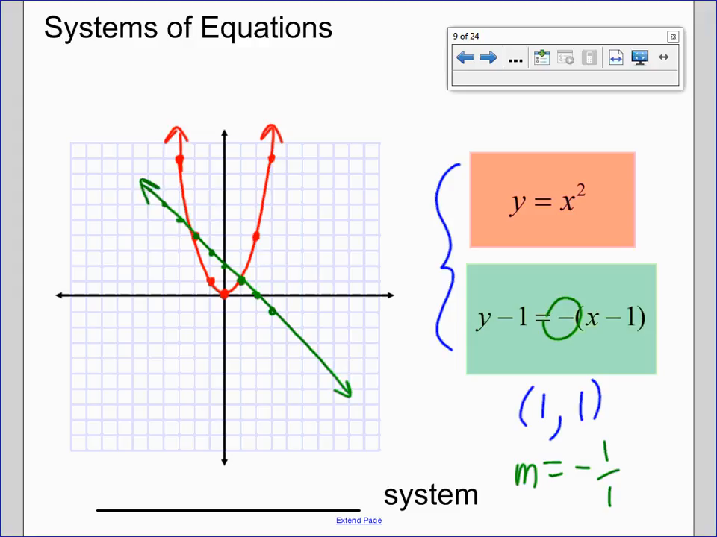Mr. Frisk, that's a good graph. Thank you. I should stand on that side of the board more often.